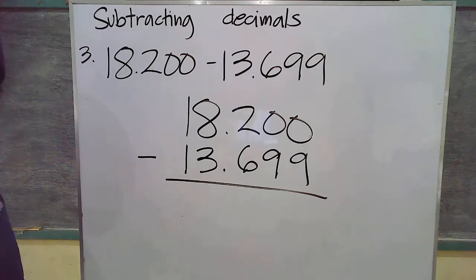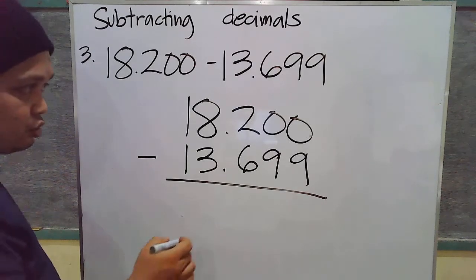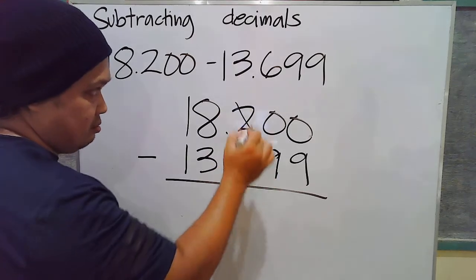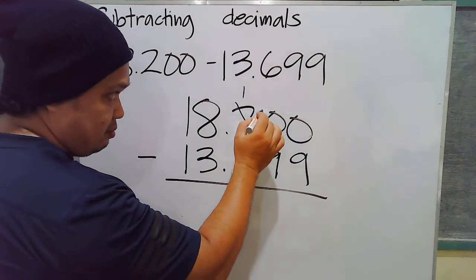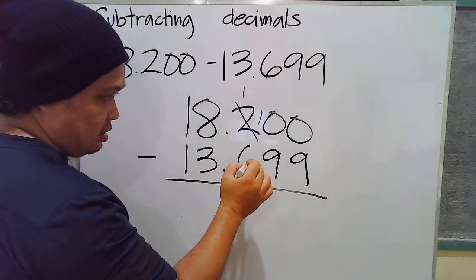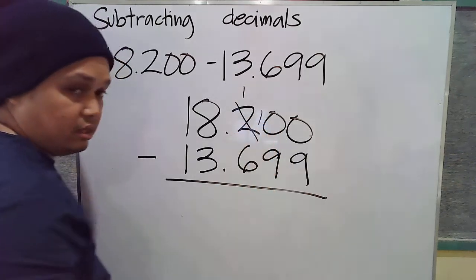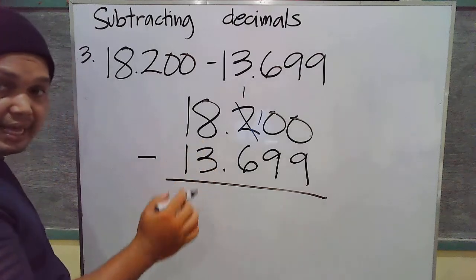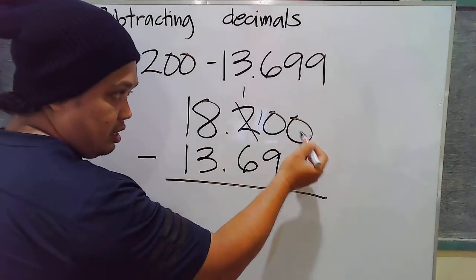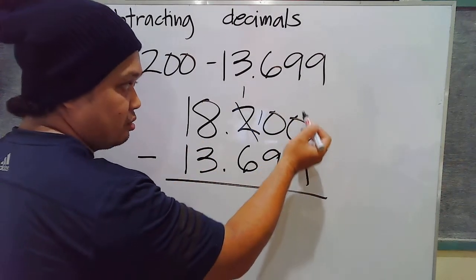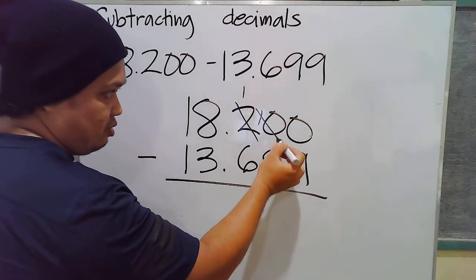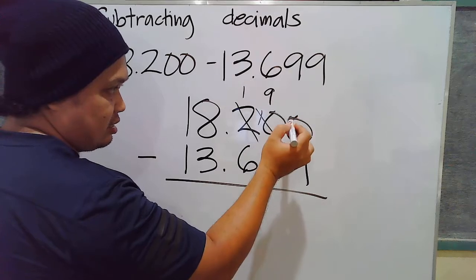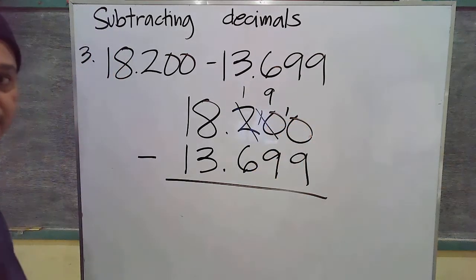Okay, so that's going to happen. So 2 here will become 1. And 0 here will become 10. It's no longer 0 but 10 already. So by that, 0 now here can borrow 1 from 10. So 10 here will become 9, and 0 will become 11.